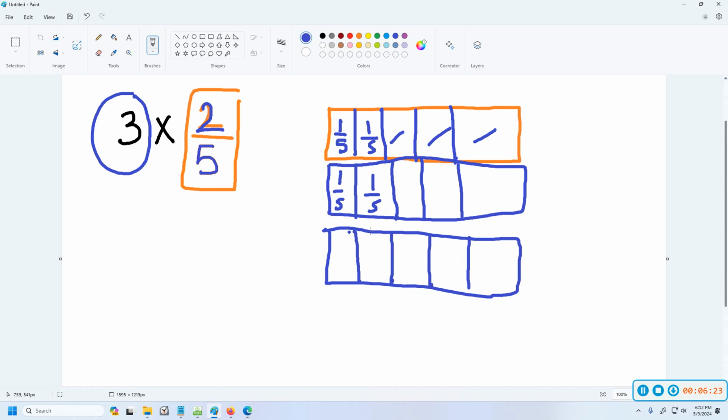So there are 2/5 repeated 3 times. Same model repeated 3 times. So all our fractions are in fifths. Now we need to count the pieces. I have 2 pieces of fifths, 2 pieces of fifths, 2 pieces of fifths. That gives me 6 in total. So I have 6 fifths.